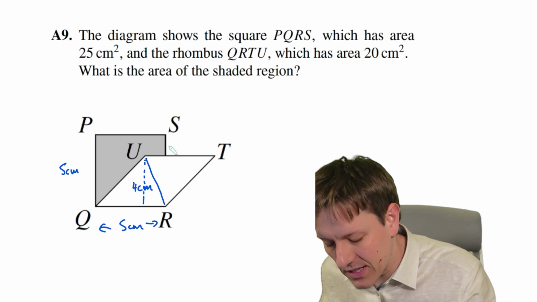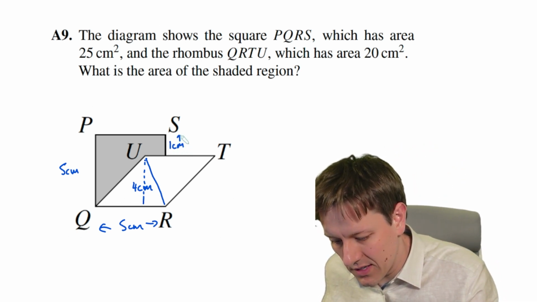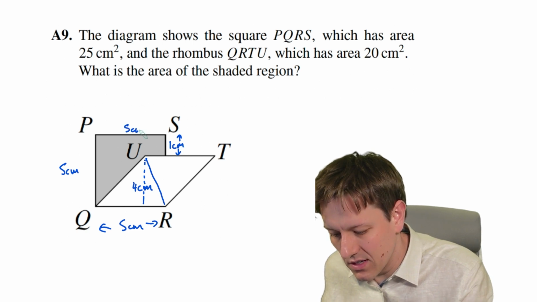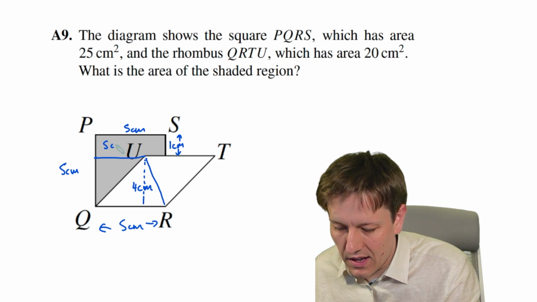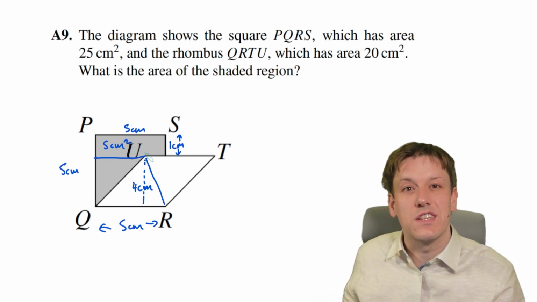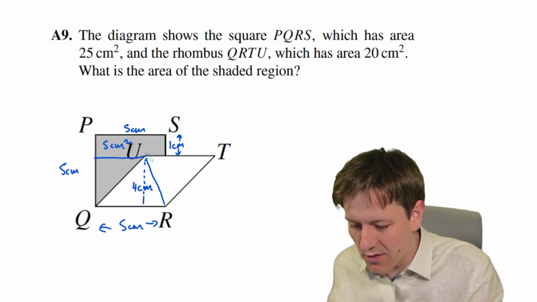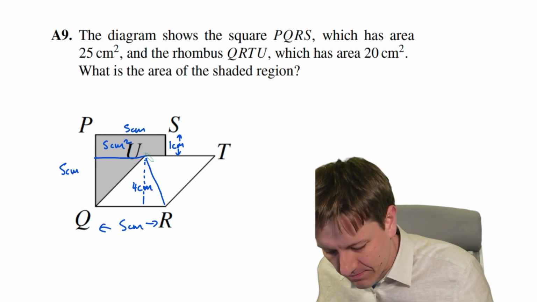Now, that means that I know that this part here is 1 centimeter, so this is 1 centimeter by 5 centimeters, and the area of this top rectangle is 5 centimeters squared. So if I can work out the area of this triangle, then we're done.